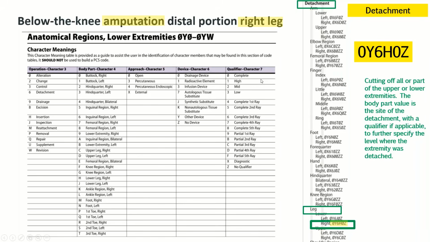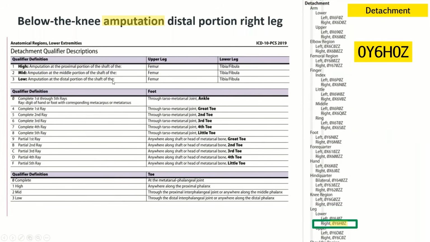Right here, at a glance, you see all of the operations that can be carried out for this section, the body parts, the approach. These are pretty much the only ones, so I love this page as a general reference tool. Your devices that remain in or on the body for these procedures, and the qualifiers. Specifically, you've got zero is complete, high, mid, low, complete first ray, second, third. What is that? We don't really know what this is. However, if you turn the page, they explain what they are.